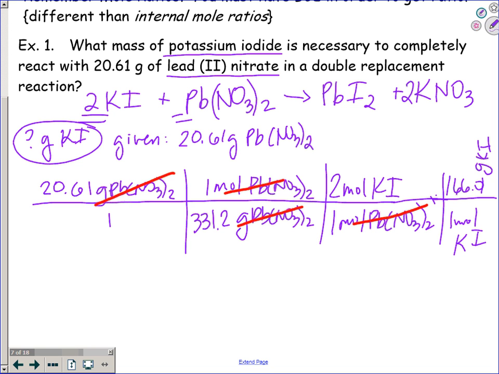I always like to go back and double check that my unknown or my question was what I meant over here, and the lead-2 nitrate, potassium iodide moles have been canceled. The only unit I have left remaining is the question that was asked. So throw that in your calculator. 20.66 grams of potassium iodide.